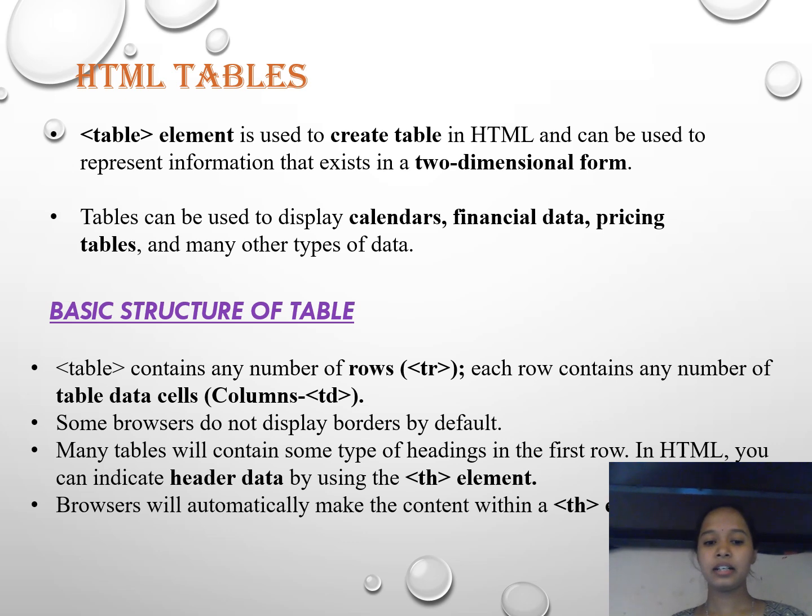The table contains any number of row tags, tr. Each row contains any number of table data cells, td. Some browsers do not display borders by default. Many tables will contain some type of heading in the first row. In HTML, you can indicate header data by using the th element. Browsers will automatically make the content within the th bold.